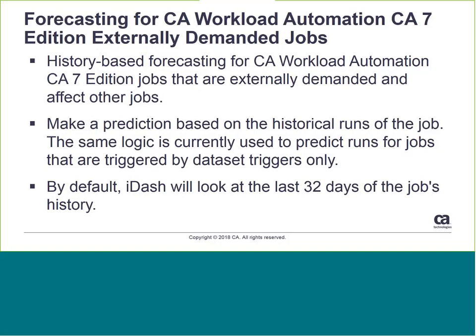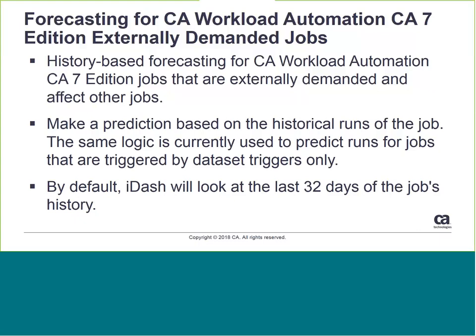So one of the things we allow you to do is we can now do history-based forecasting on externally demanded jobs that affect other jobs. So the forecasting takes that into consideration. Okay? We can make a prediction based on the historical runs of the job. So some of this you'll see if you're both a CA7 AutoSys user, you'll see some of the functionality of the forecasting from AutoSys is being brought over to the CA7 side. So we can look at the history and make the forecasting of the SLAs based on that history.